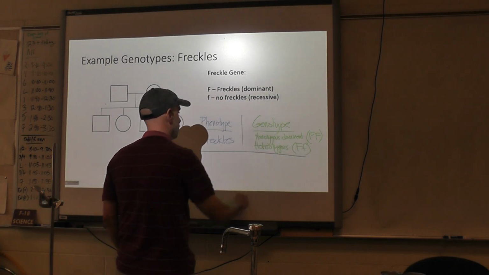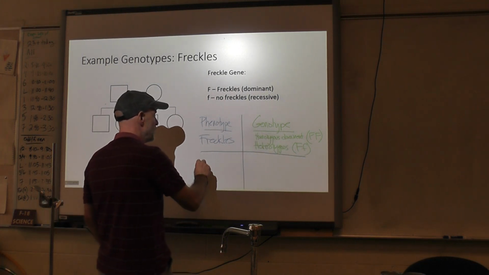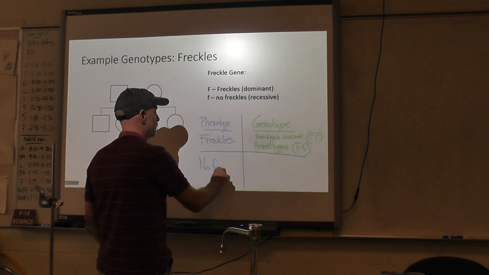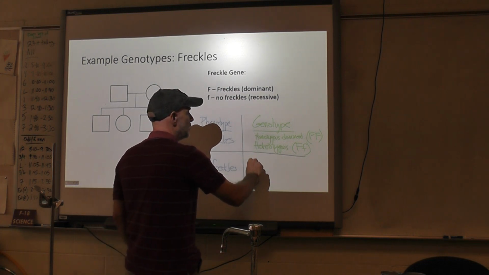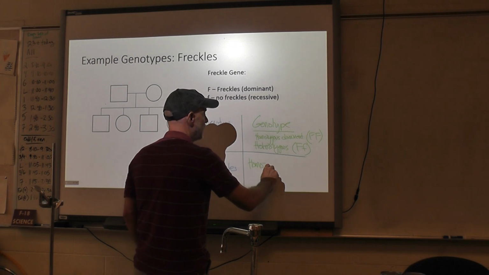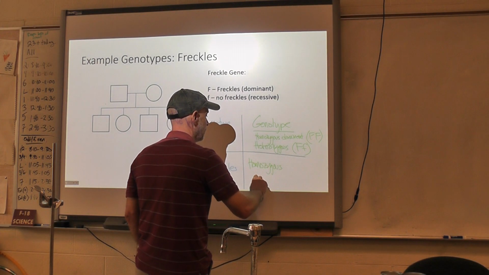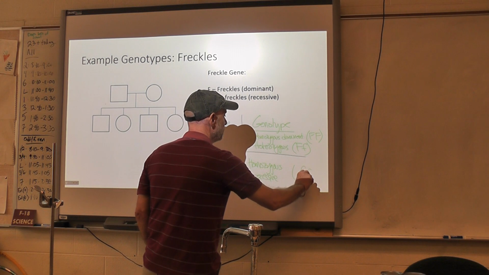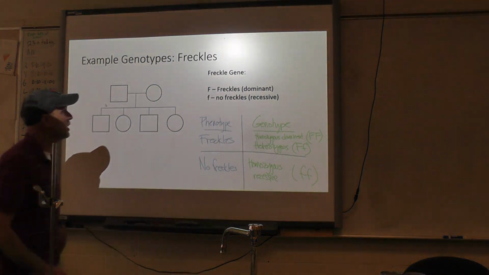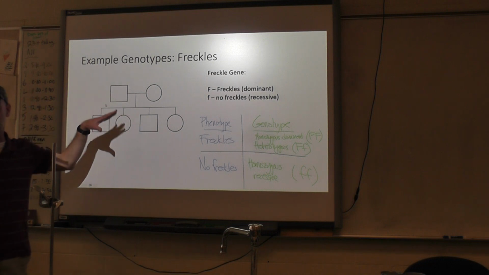Whereas if you have no freckles, that's the recessive condition. In that case, you have to be homozygous recessive, and you have to have 2 recessive alleles. So we can go through this chart and figure out what things look like.